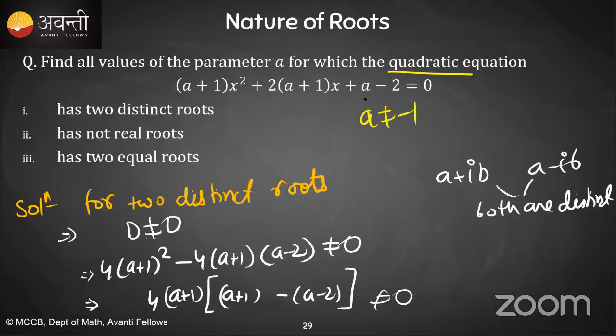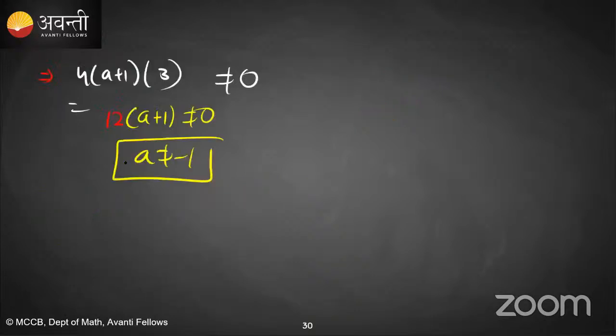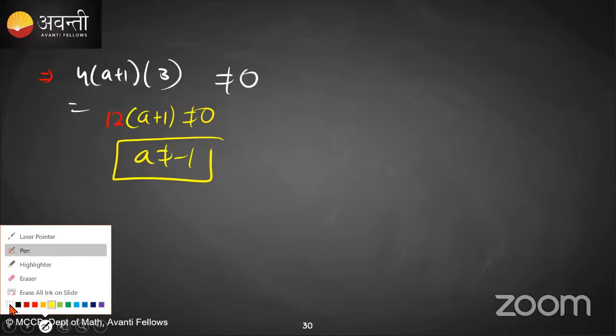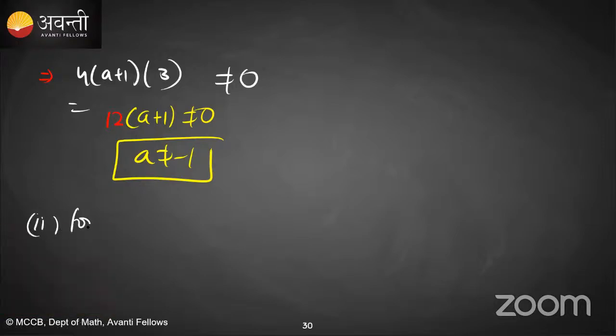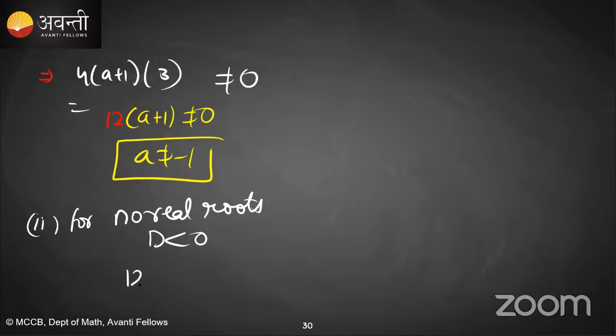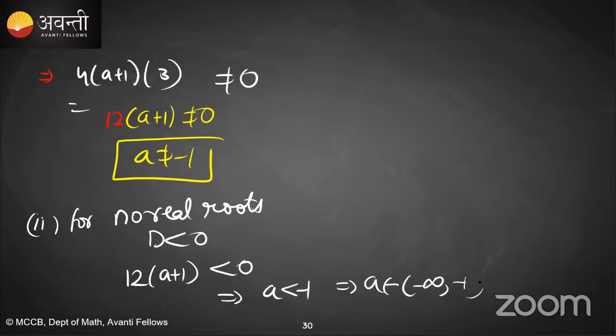Okay, so now the second is saying that the quadratic equation has no real roots. So real roots should not be there, right? We have already found D. So for the second case, for no real roots, D should be less than 0. So what is D? 12 into (a plus 1). This should be less than 0. So what does it mean? a should be less than minus 1. It means a belongs to minus infinity to minus 1. Right? Clear?